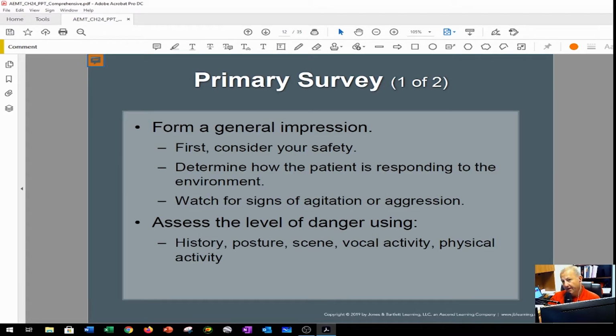Respect their personal space. A lot of times they will refuse assessment. Okay. A lot of times though, after you talk to them for a little while, they'll say, go ahead and check my blood pressure. Then you're making progress with the patient.